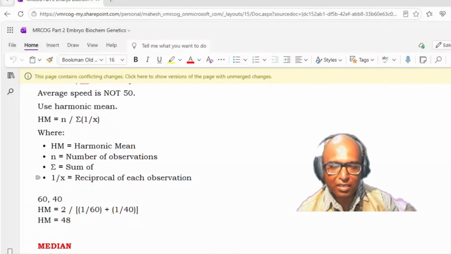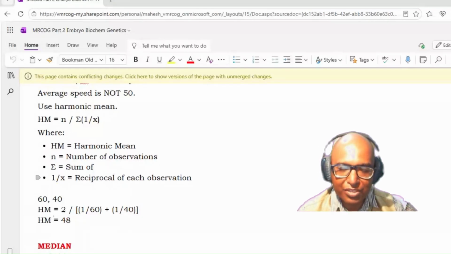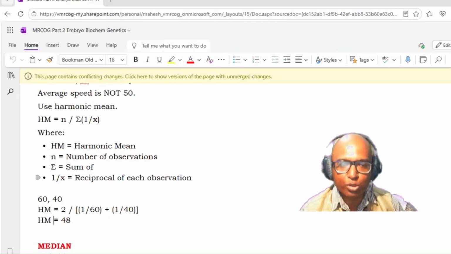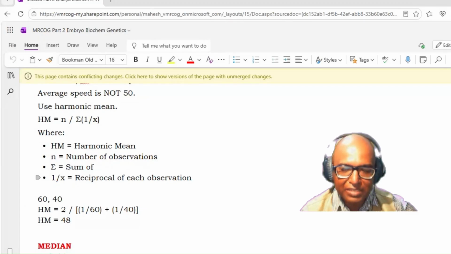These geometric and harmonic mean calculations will not be asked, but you should understand the concept and where to use each. When we are talking about speed, we use the harmonic mean.